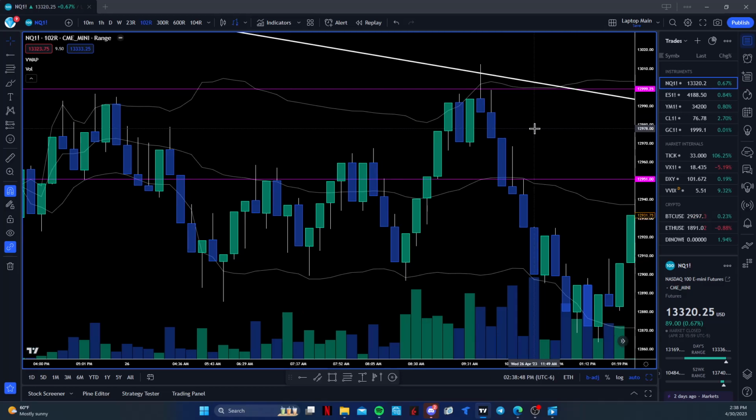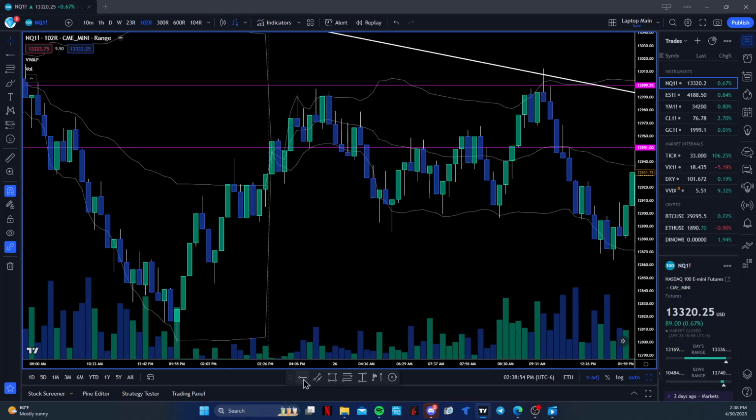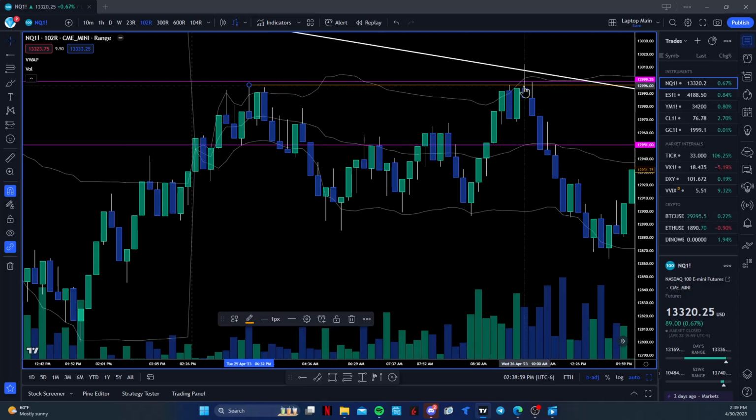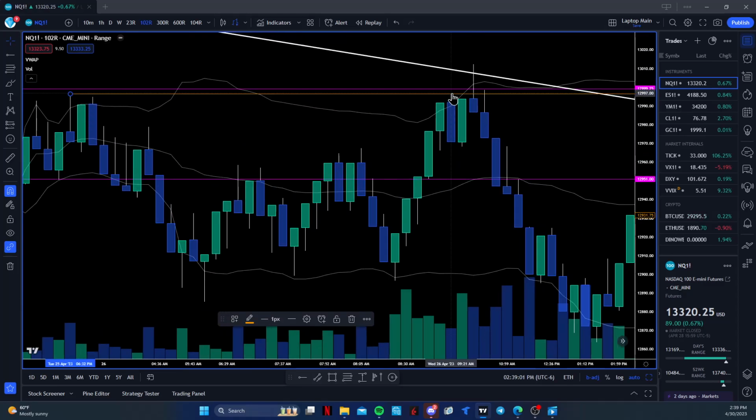And so this was another short that we ended up taking. This was one I actually took an early entry on. And so we had the pre-market high right here, and we had come up, tagged it, and we didn't get a volume spike up here. So I was waiting for the liquidity to be grabbed above the pre-market high, and then I was looking for a rejection of this 13,000 level. And so you get this high volume, like overlapping bar.